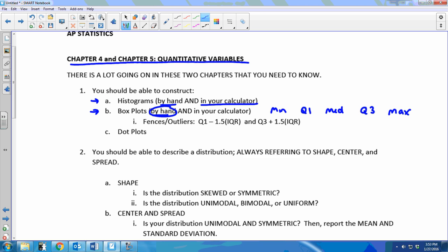And the only thing else extra is the fences and outliers, right? If you want to know where the cutoff is, if there's an outlier or not, sometimes they give them to you and sometimes they don't. So you need to know it's Q1 minus 1.5 times the IQR, and it's Q3 plus 1.5 times the IQR. That's important information. And then dot plots, that's just a frequency, right, but with quantitative variables. So we keep a frequency. We have this many of this percent, or this many of this percent.